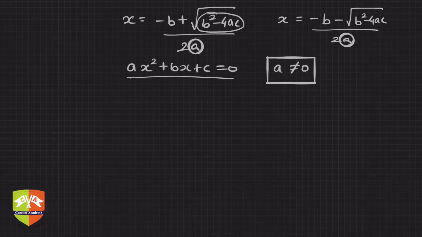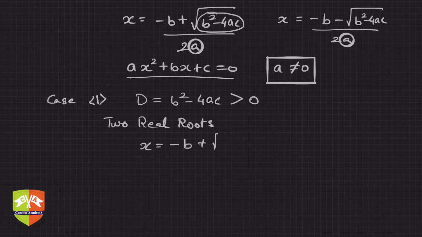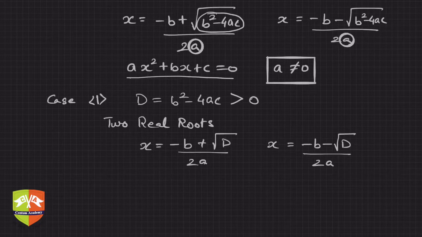So, hence, we get three cases. Case 1. What is this case? This case 1 means when D, what is D? D is equal to b² - 4ac, greater than 0, guys. So, if it is greater than 0, then we say that we have real roots possible, right? Two real roots you'll get. And what are they? They are x equals (-b + √D) upon 2a, and x equals (-b - √D) upon 2a. So, since D is greater than 0, you will get two such roots. This one and this one, right?